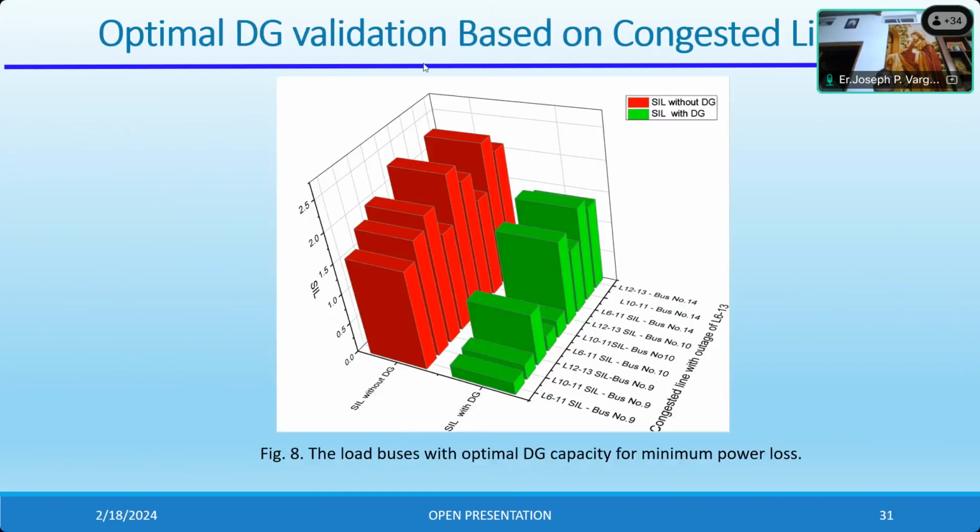This is the optimal DG validation based on congested lines. Here we get the load buses with optimal DG capacity for minimum power loss. We have taken the 3 feasible conditions and our congested lines, and for each congested case, we are penetrating bus number 9 with 49 megawatt DG. Now the severity index of this line has become less than 1. But in this case, it has reduced but the value has not become less than 1. This analysis also reveals that our optimal location is bus number 9 and our capacity is 49 megawatt.